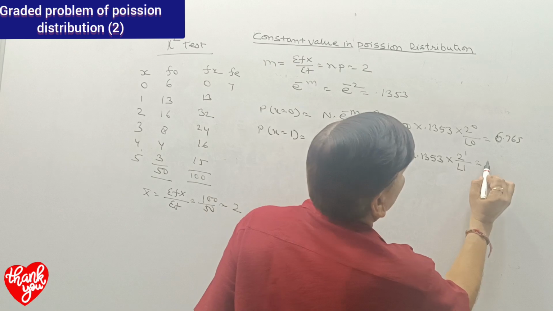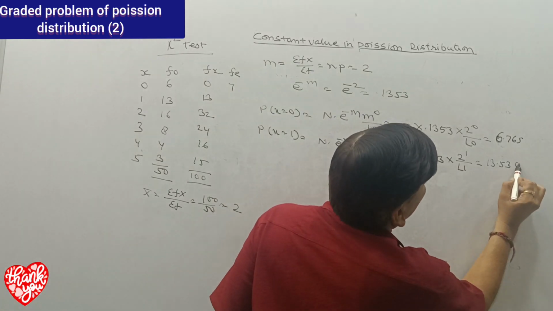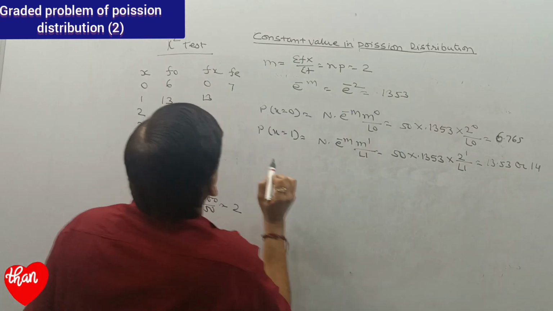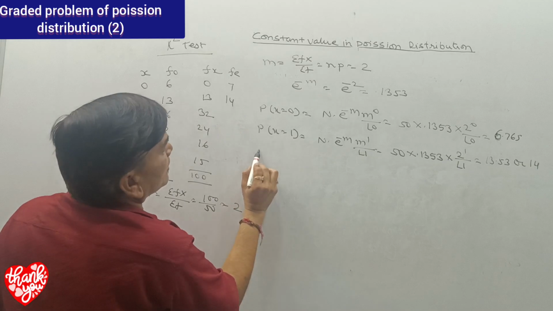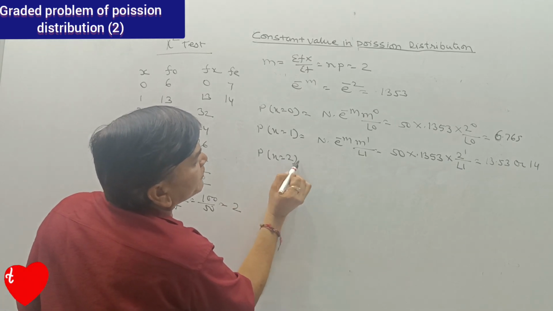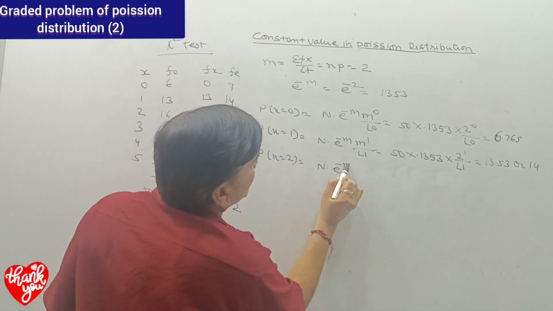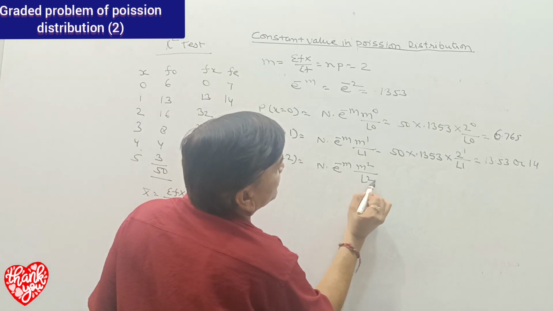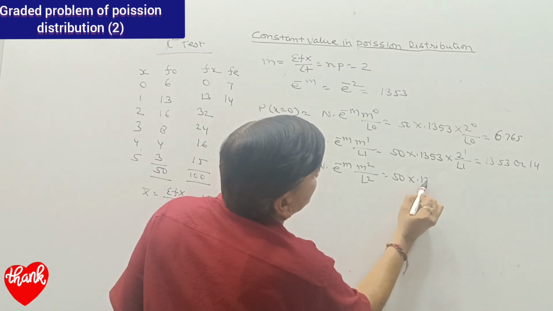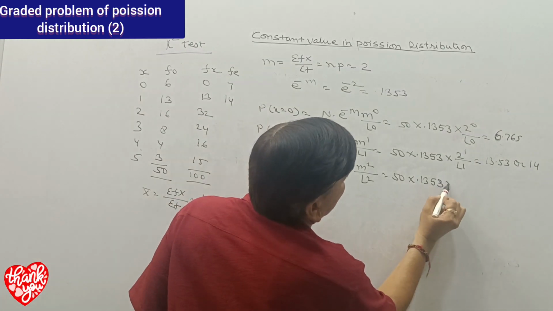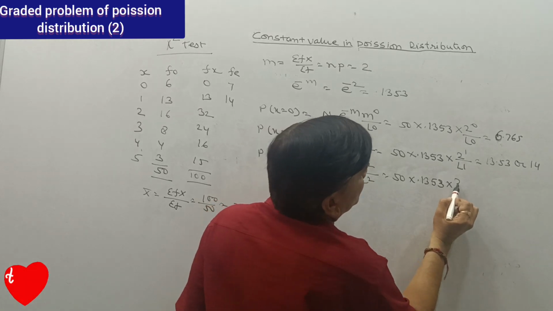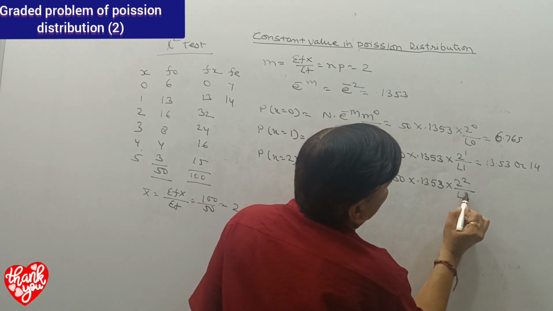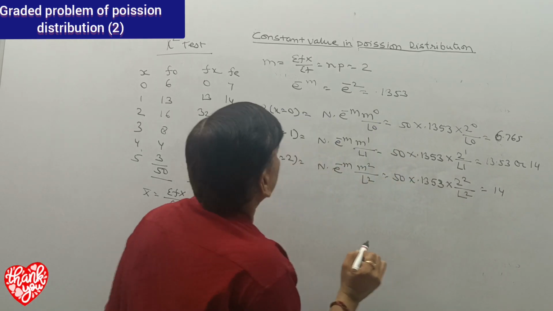(13.53) Or we can have 14. So the second one is 14. P(X=2 defective) is n e raised to power minus m, m raised to power 2 upon factorial 2. So 50 multiply 0.1353 multiply 2 raised to power 2 upon factorial 2. So that will also be 14.